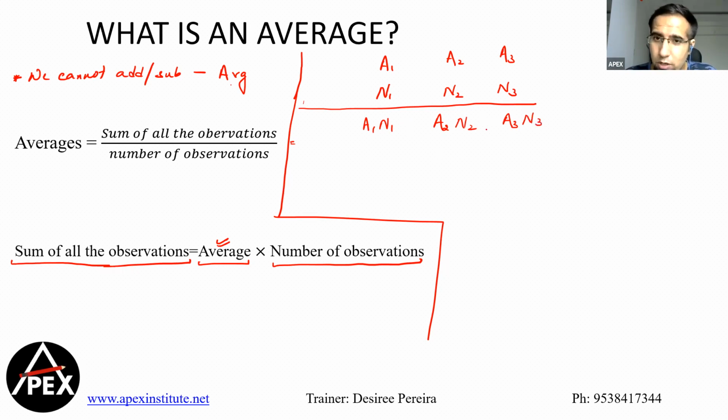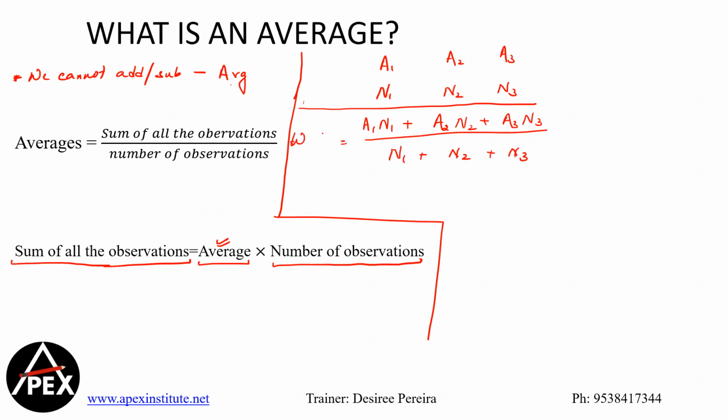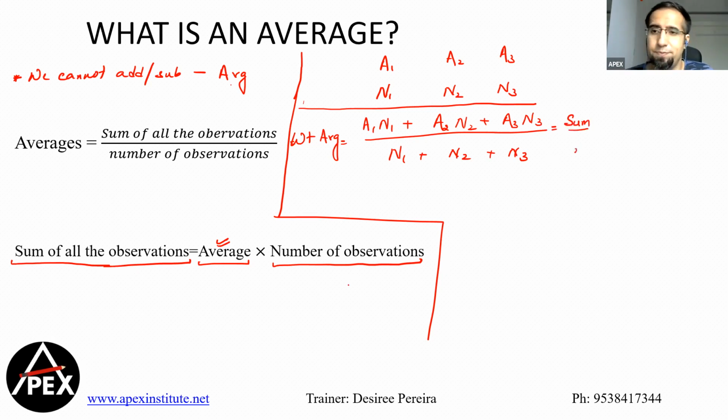Now sum total by number of terms. What is my number of terms? N1 plus N2 plus N3. This becomes the concept of weighted average. Do not forget, we are still calculating average. You see this can still be written as sum total by number of terms. But the only difference is when I have more than one group, I change my formula on these lines. This is how we calculate average, and this is how we calculate weighted average. Any doubts here, guys?